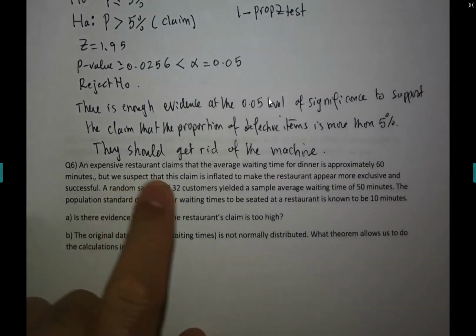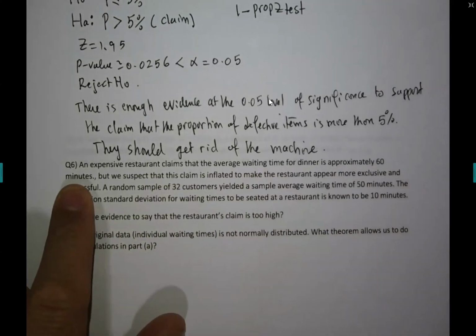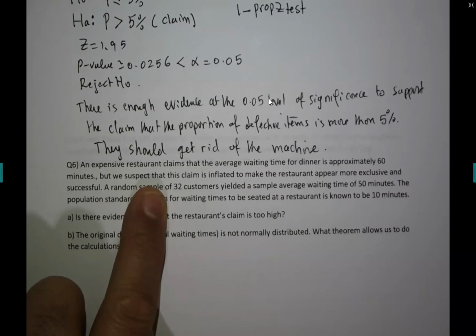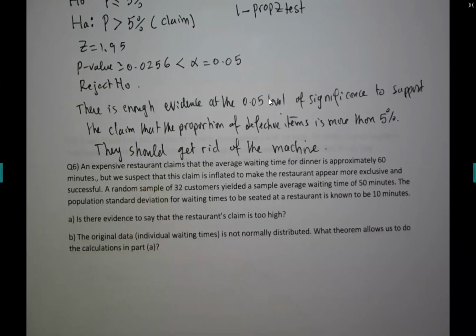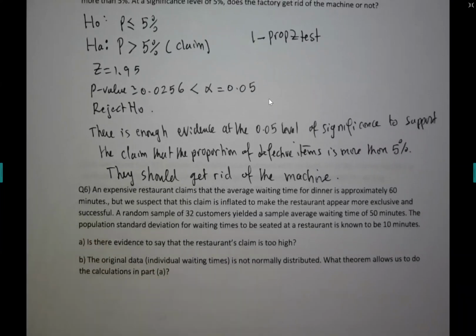An expensive restaurant claims that the average wait time for dinner is approximately 60 minutes. So they say to wait, just for a seat, it's about 60 minutes. But we suspect that this claim is inflated. What does inflated mean, guys? Less than. It should be less than. To make the restaurant appear more exclusive, because when you hear about a restaurant, guys, that takes an hour or two to get a seat, you would think that this is a great restaurant that you should try out. So they try to probably inflate this to make the restaurant appear more exclusive and successful.